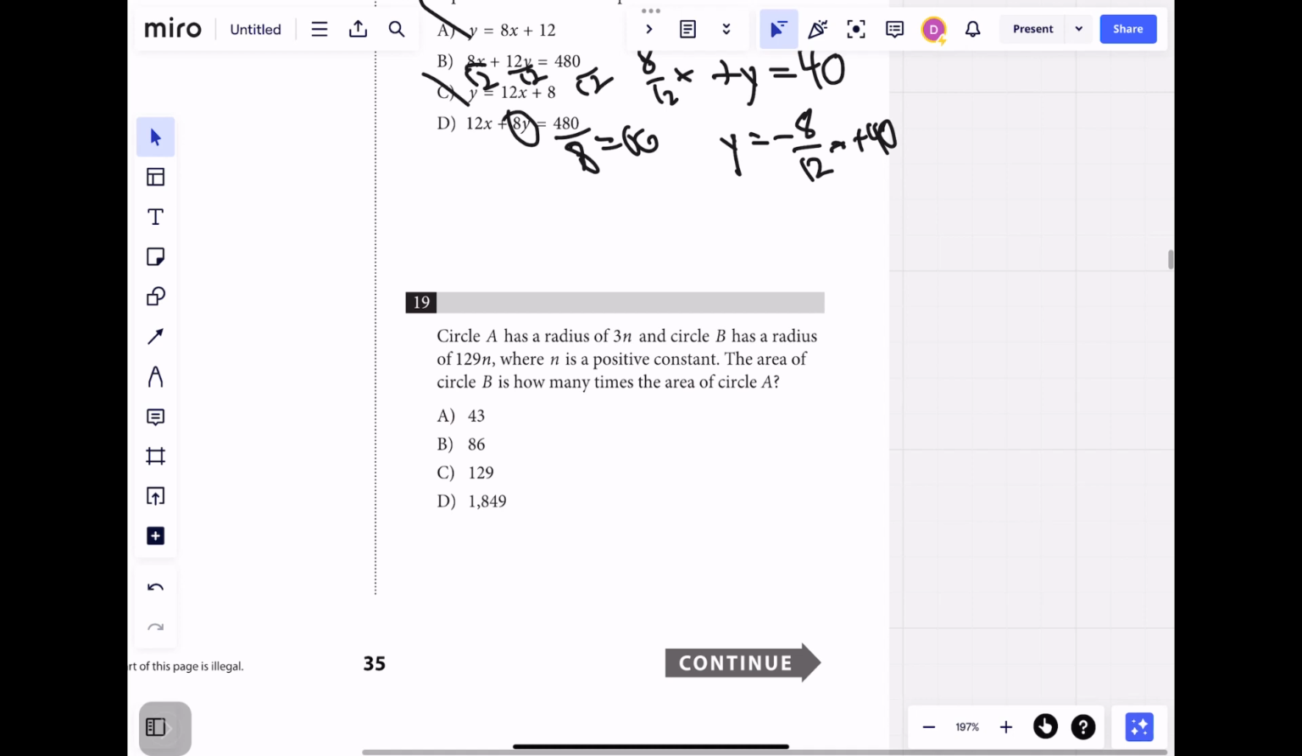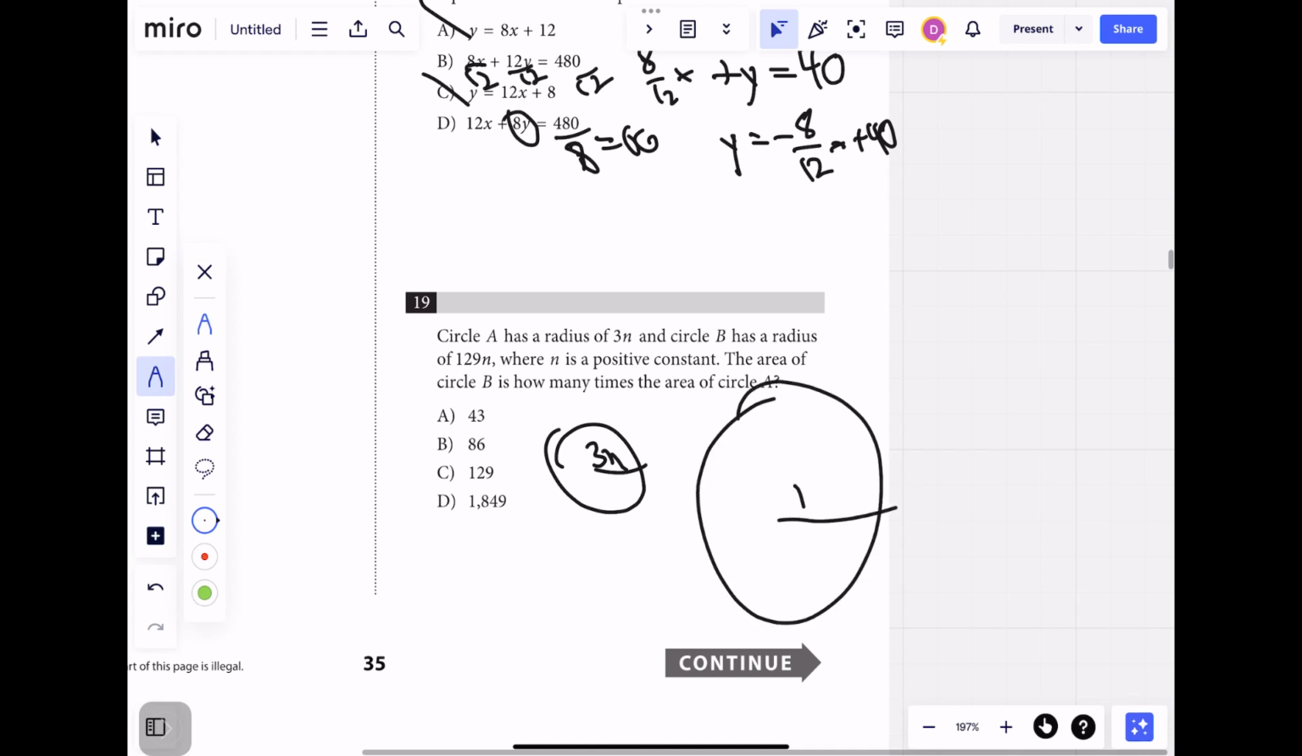Circle A has a radius of 3n. And here, I'll draw it better. And circle B has a radius of 129n.